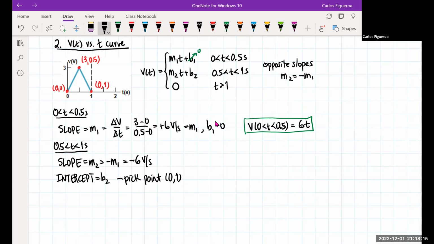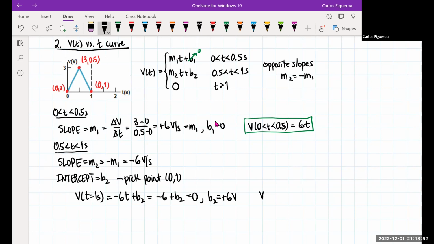Now, let's look at our equation. I need to be at t equals 1 second. Now we know that the slope is minus 6t plus B2. So if I put in my times here, this is going to be minus 6 times 1. So I'm going to get minus 6 plus B2. And then we see that the voltage is 0 at that point. So that has to be 0. This immediately tells us that B2 is going to be positive 6 volts.